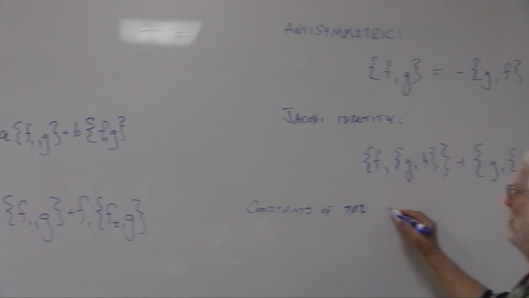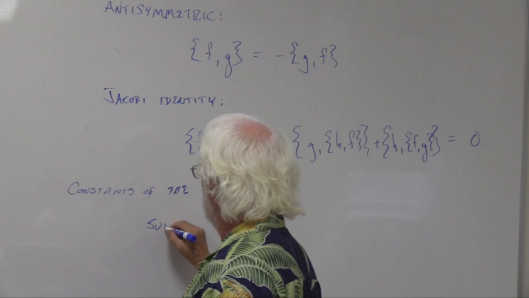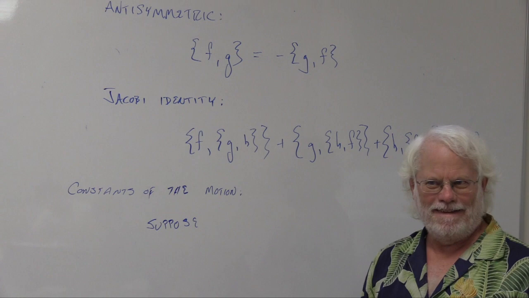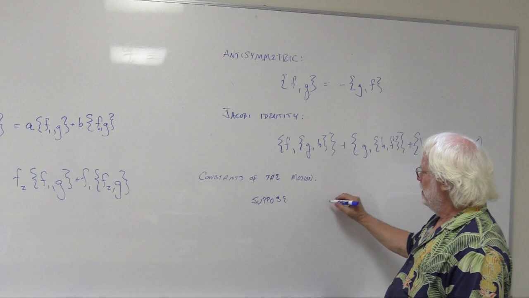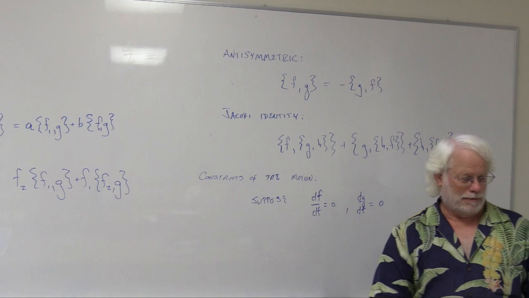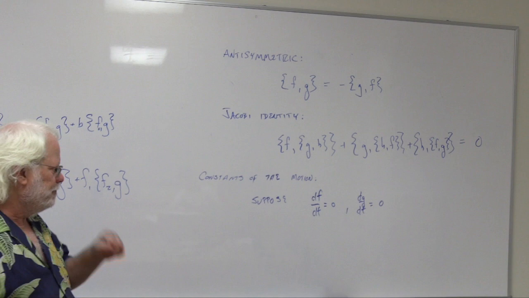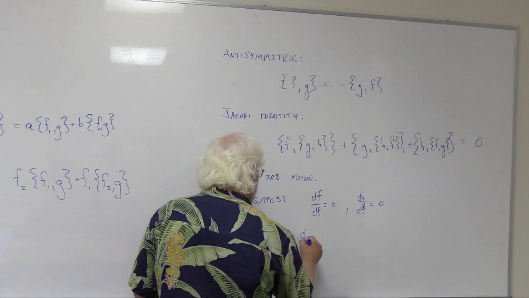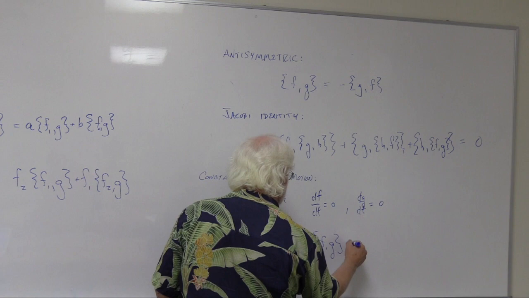Constants of the motion. Suppose we have two constants of the motion. What do we mean by that? Conserved momentum, conserved energy. We mean they don't change with time. Their total time derivative is zero. They might be momentum in the x direction, momentum in the y direction or something. But then their Poisson bracket is also a constant of the motion. So we should set about trying to prove that.